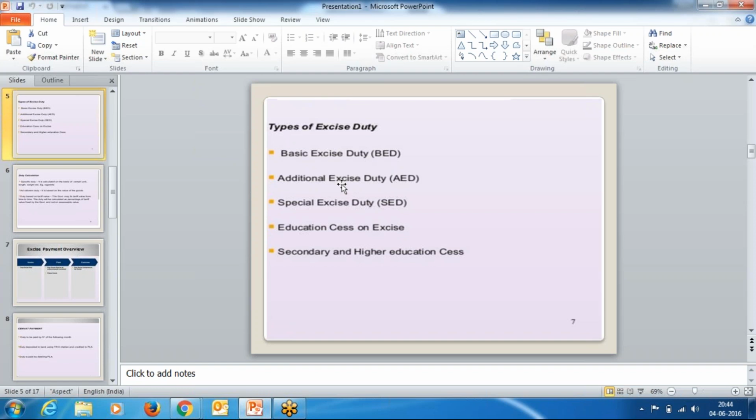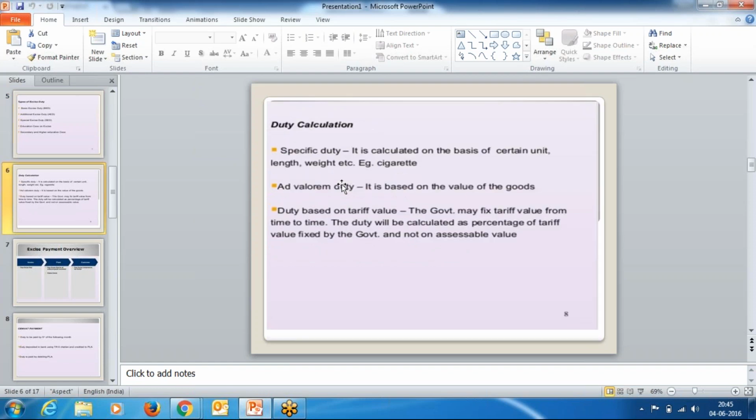In this way, again, it is this additional and special excise duty. These are all based on your product category and they revise them. You cannot say that special excise duties are fixed. Suppose special excise duty is applicable today on fuels, it is not fixed. It may be possible that the government will replace this special excise duty by additional excise duty.